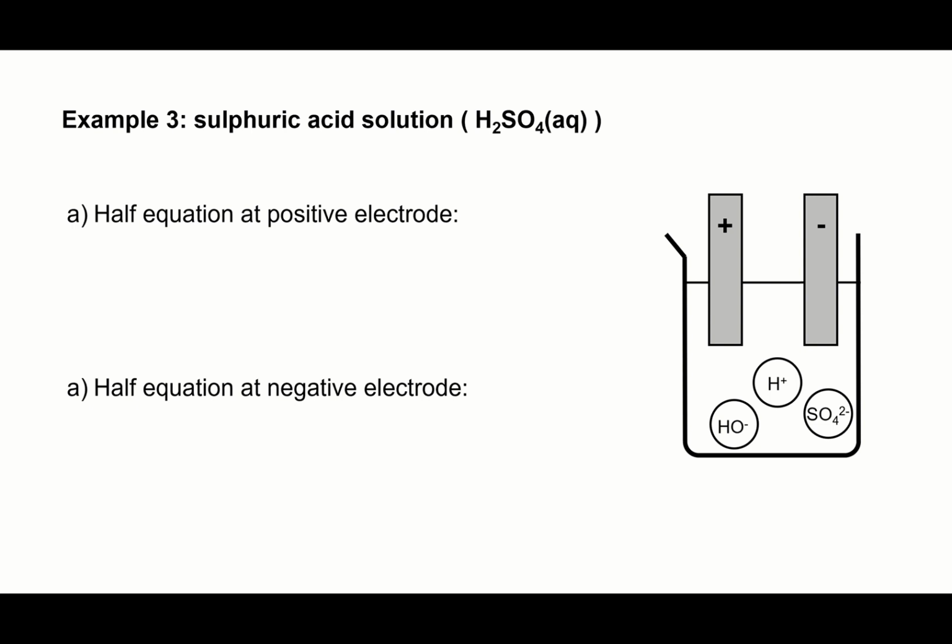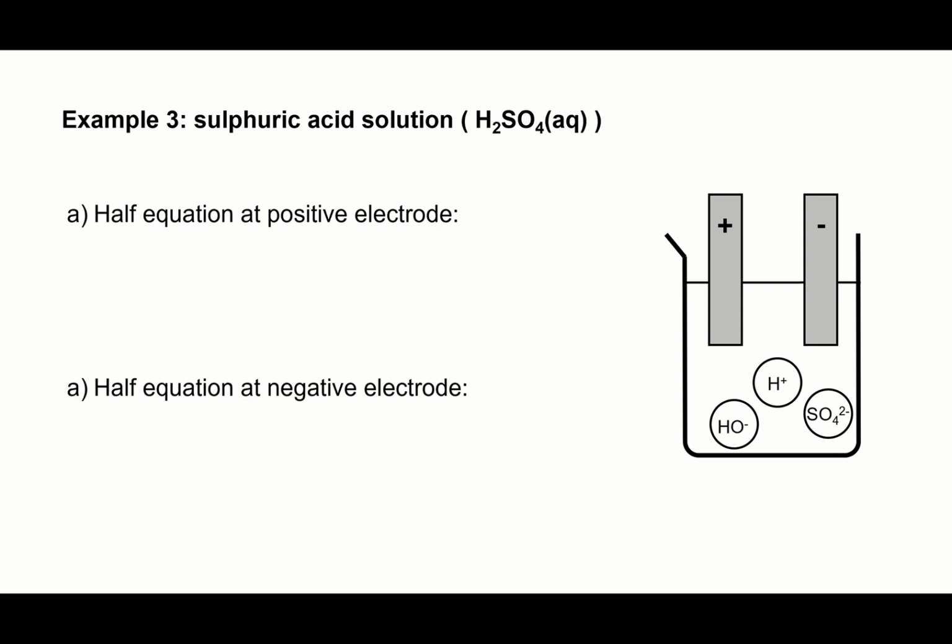Final example. Sulphuric acid solution, H2SO4 AQ. Sulphuric acid is just a formula that you need to remember, H2SO4. If you look at the diagram on the right-hand side, these are the ions present. Notice that I only have 3 ions this time because H+ is present both in sulphuric acid and is found naturally in water. So we only have 3 ions this time.